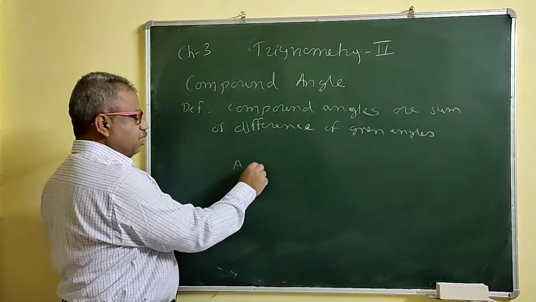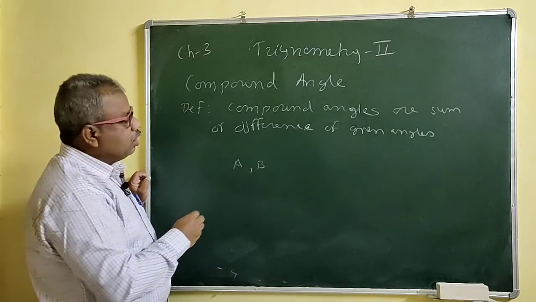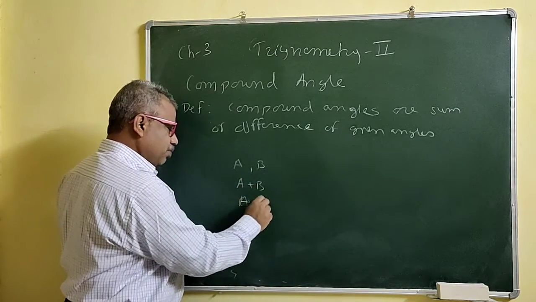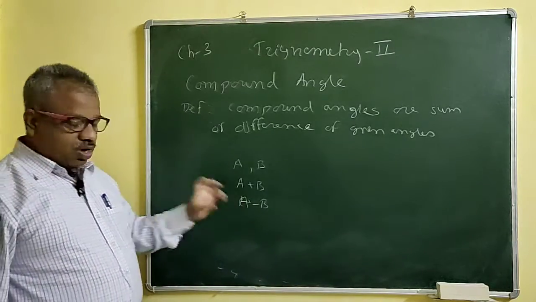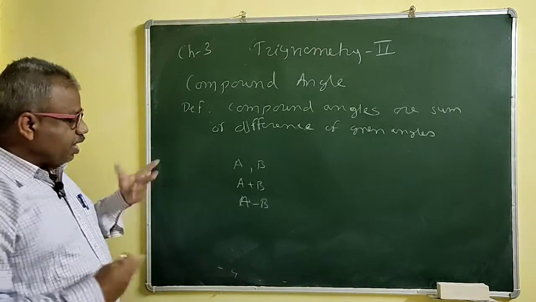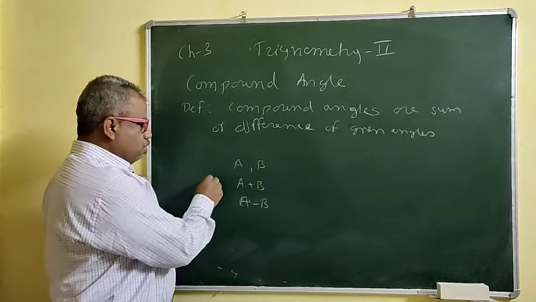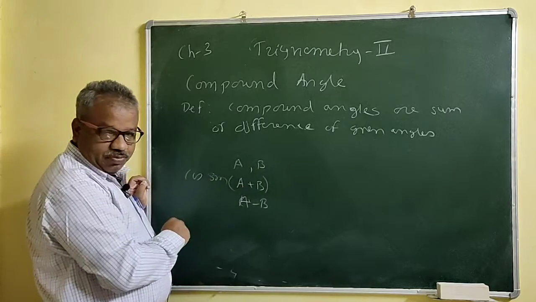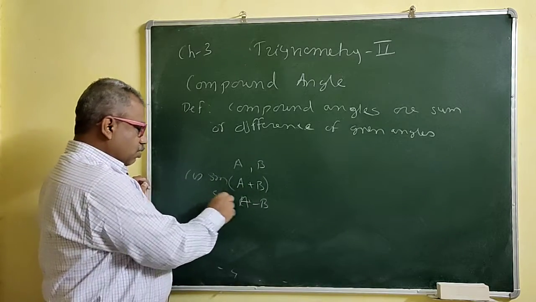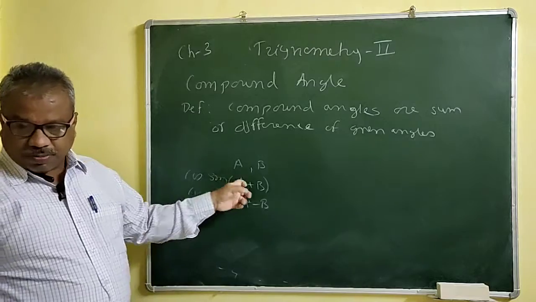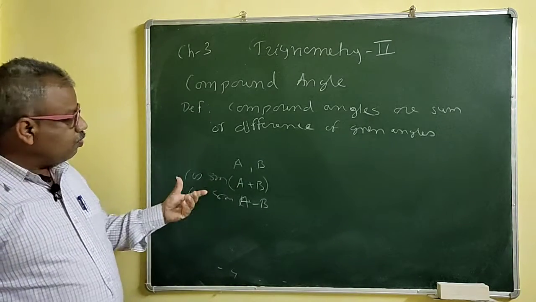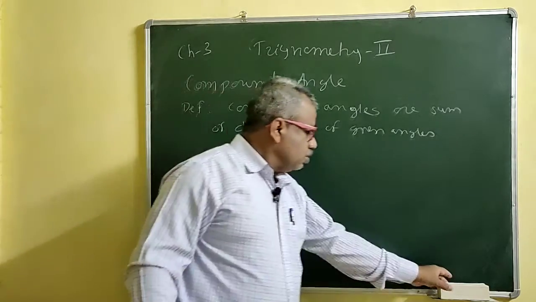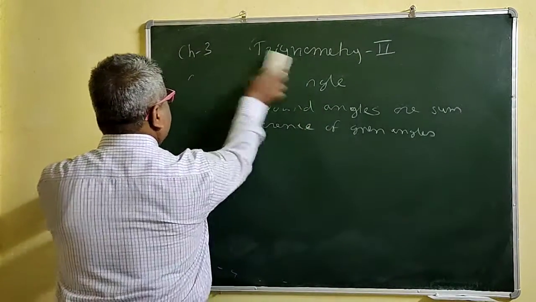So that means, suppose A and B are two angles. Then the compound angle is A plus B or A minus B. This is for compound angles. And now we are interested in this chapter in finding the formulas: cos of A plus B, sin of A plus B, tan of A plus B, tan of A minus B. So we are interested in finding the trigonometric ratios of the compound angles.